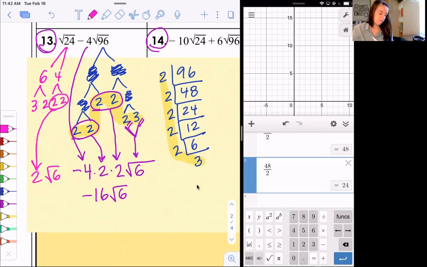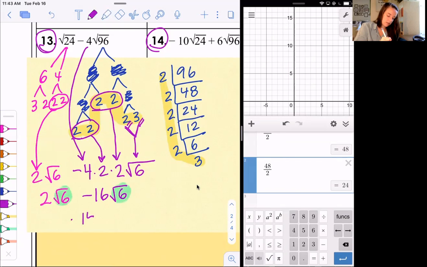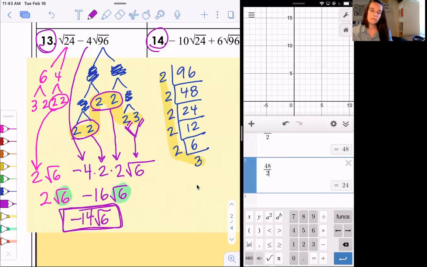Yes, good job. So now we have 2 square root 6 minus 16 square root 6. Do they have the same insides? Yeah. So what can we do? Subtract. Yeah. So it'd be 14 square root of 6. What kind of 14? Negative. Yes. Nice, good job, Diana. Thank you.